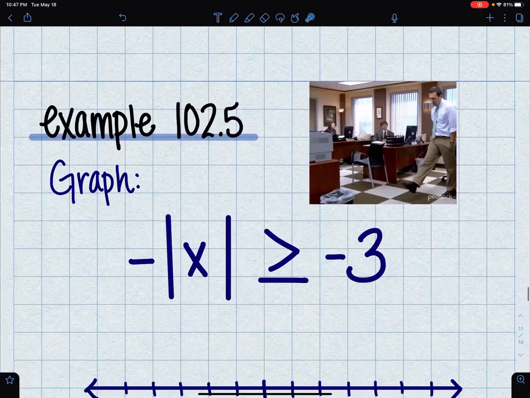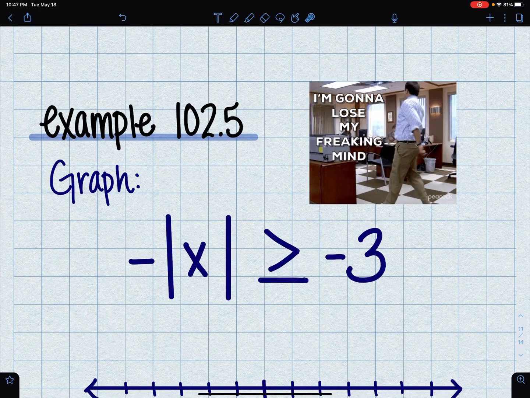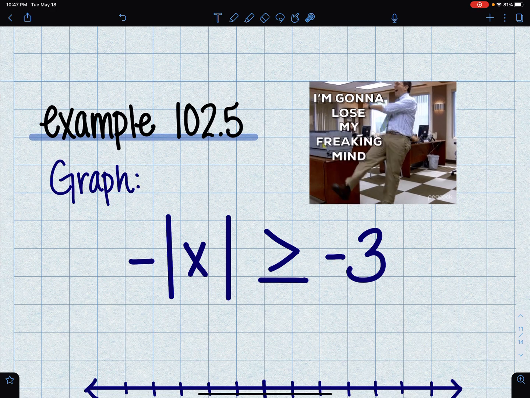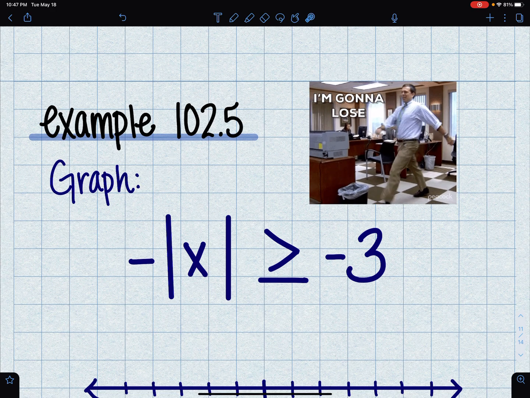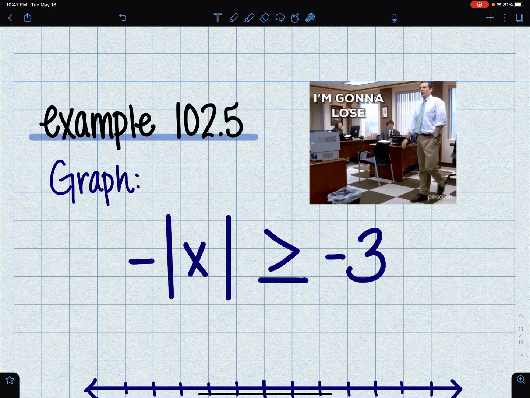That one was tricky for me, I have to say. Ugh, I'm going to lose my freaking mind. I know. Just when you think you understand absolute values, they start giving you these inequalities, and it's crazy hard.